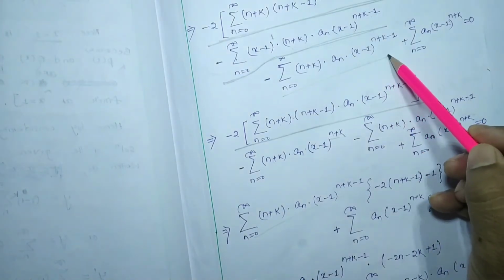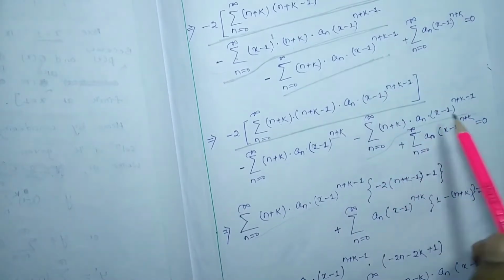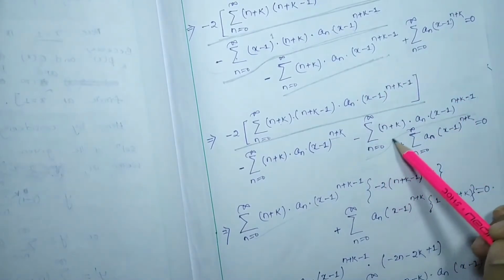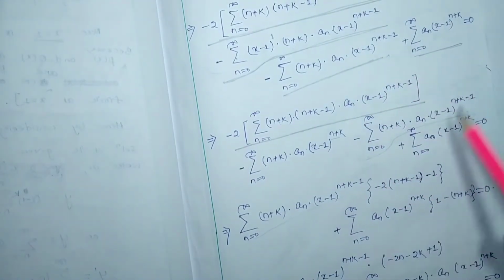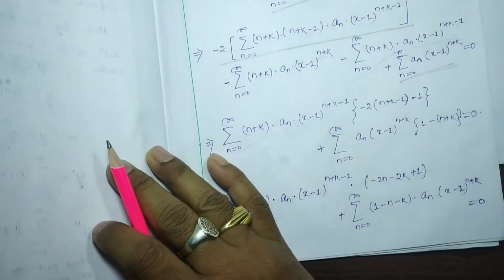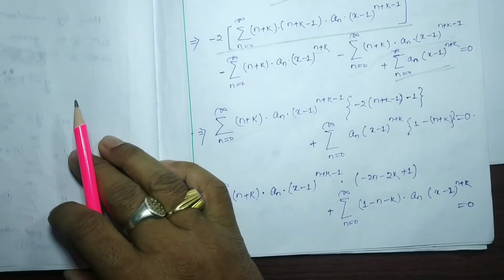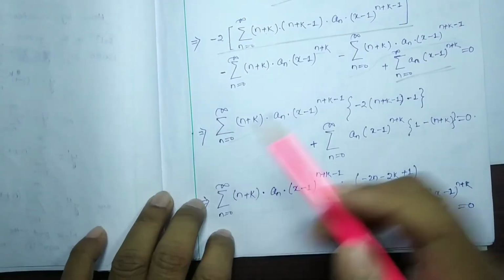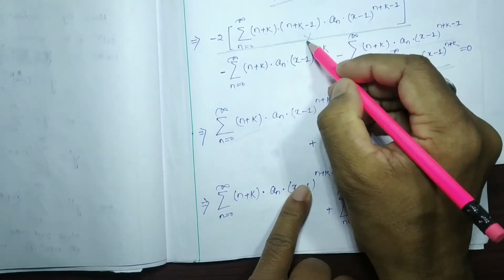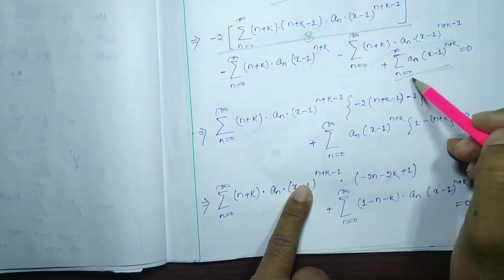The third term has been written the same, nothing has been changed. See, minus n plus k a n x minus 1 to the power n plus k minus 1, written the same, and the last term, the fourth term, is also written the same. Okay, now it is important for you to watch this line carefully. Here you can see this term is the first term, this is your second term, this is your third term, this is your fourth term, right?